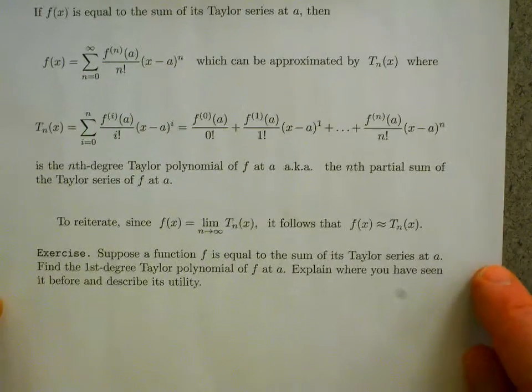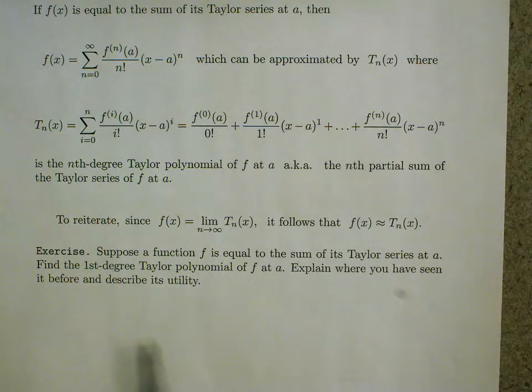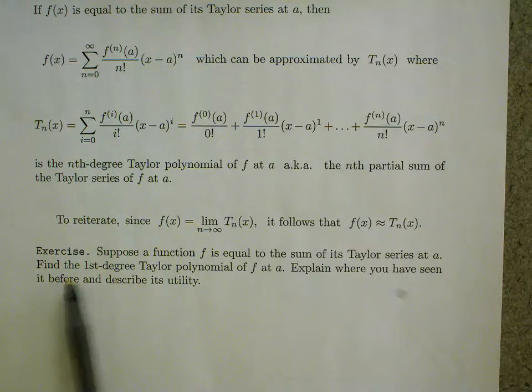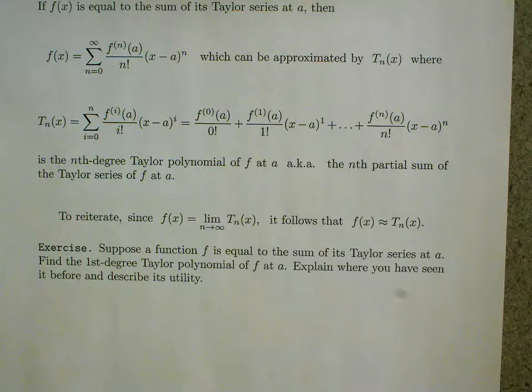Okay, so here's a little exercise. I'll give you a couple of minutes to think about this. Maybe it will only take you a few seconds. Suppose a function f is equal to the sum of its Taylor series at a. Find the first degree Taylor polynomial of f at a, and then explain where you have seen it before and describe what its utility is or what it's used for. So I'll give you a few seconds to work out the degree 1 Taylor polynomial in symbols. More specifically, the first degree Taylor polynomial of the function f at a.